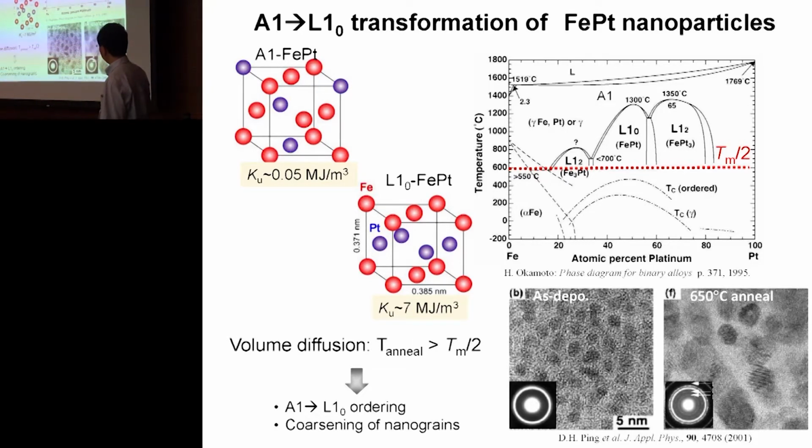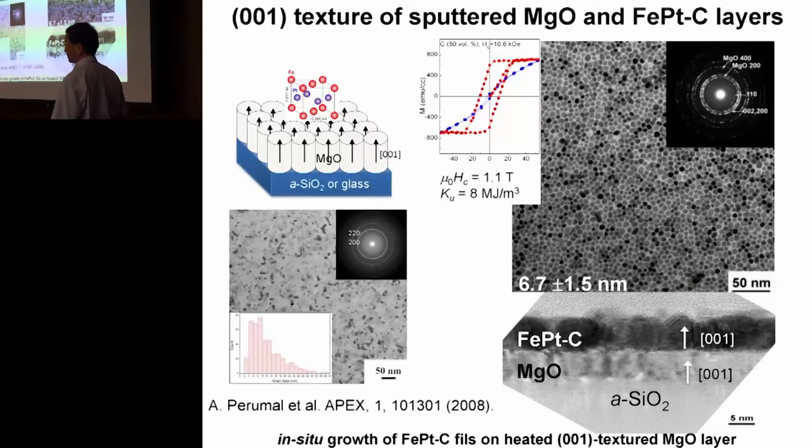So because of this, we cannot maintain the nano-granular structure. So this was the difficulty, making iron platinum media structure using iron platinum. So one solution we thought about is starting from an amorphous substrate and sputter depositing an MgO underlayer.